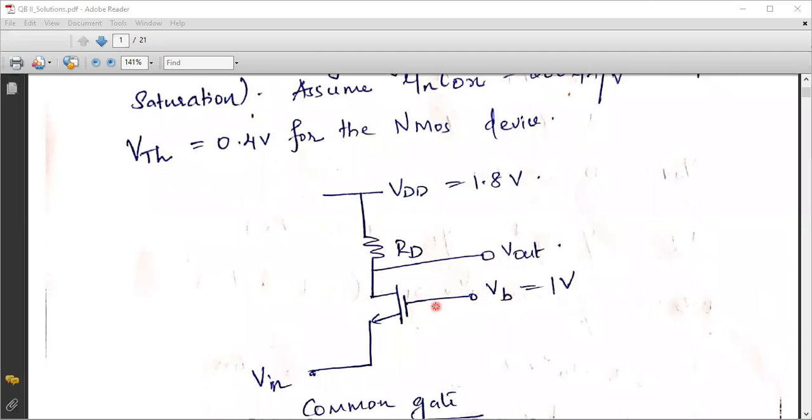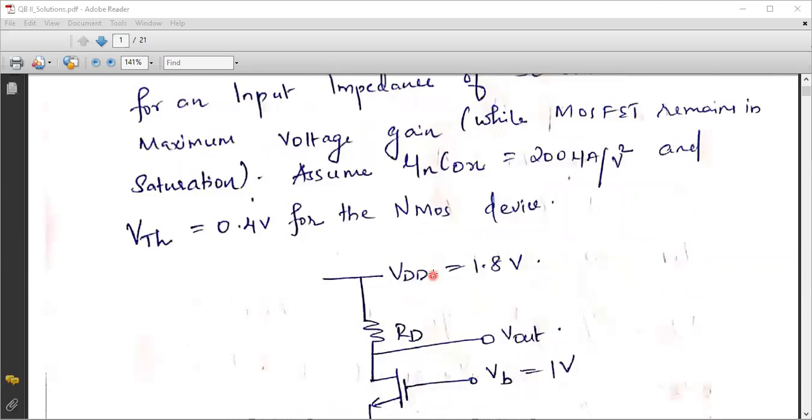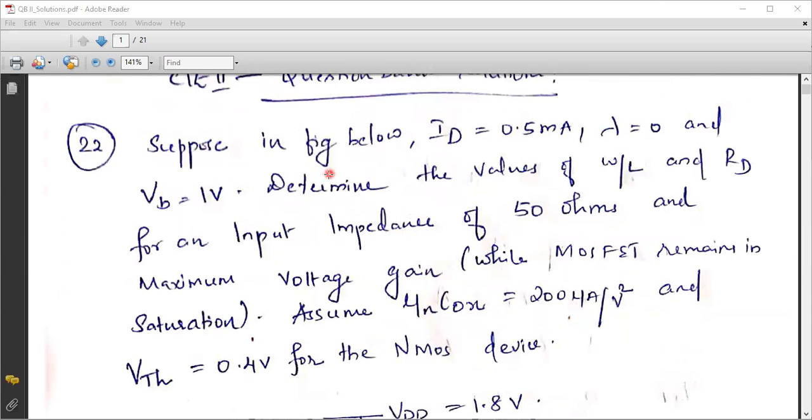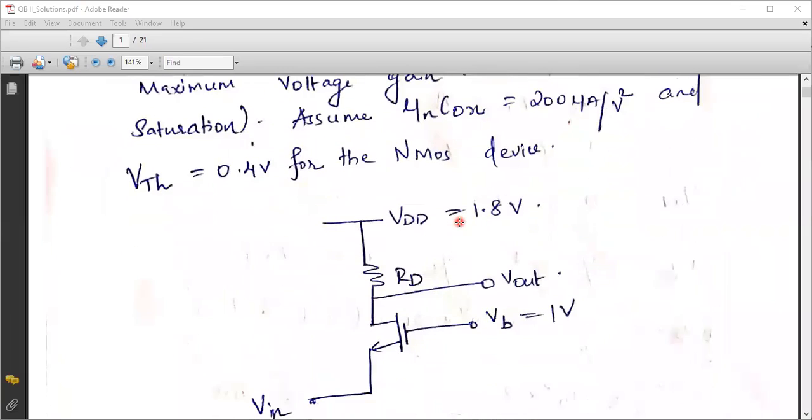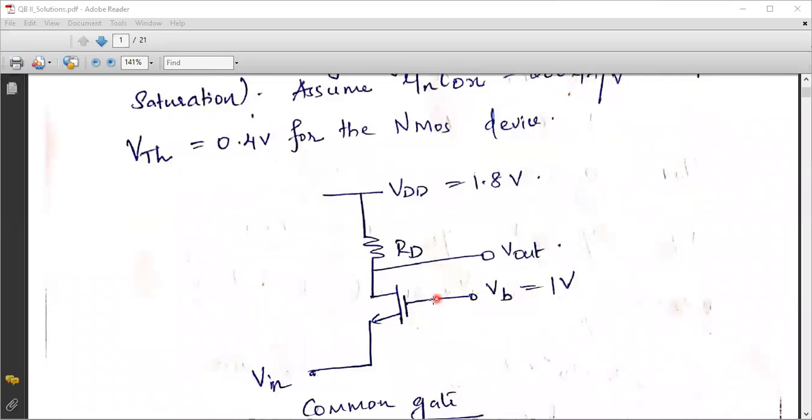At the same time, the gate is common to both the input and output side. The gate terminal is common for both the input and output side. Therefore, this is called a common gate configuration. In some cases the question will mention it directly, but even if it is not mentioned, by seeing the circuit diagram, you should be able to understand that this is a common gate configuration. Because you are taking the output from the drain and giving input to the source, the gate is common for both the input and output side.